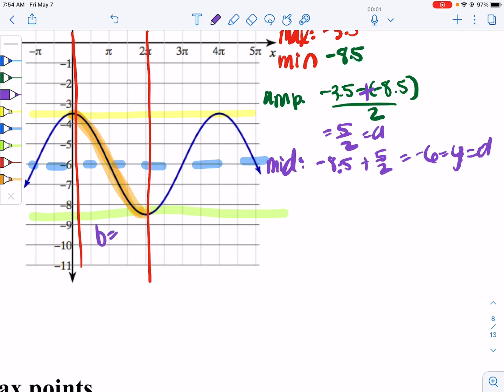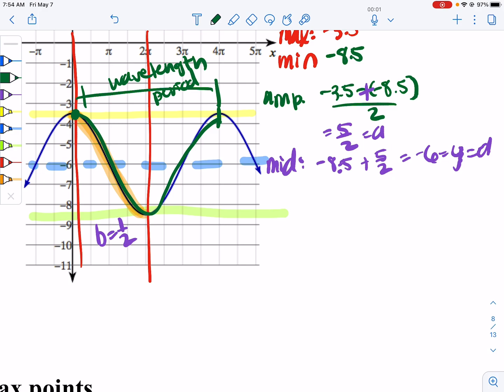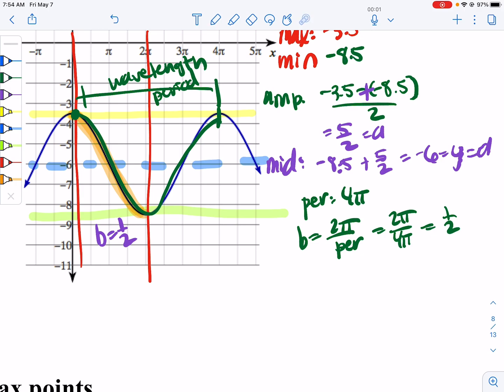So you could have found that your b value is 1/2 from the picture, or you could have found that, okay, well, if we're starting at the top and then I go to the top, then that means that this right here is our wavelength, which is the same as the period. So then the period is 4 pi. So then that means that the b is 2 pi divided by the period, which is 2 pi divided by 4 pi, which simplifies to 1/2. Okay. So either way, we get to the point where our b is 1/2.